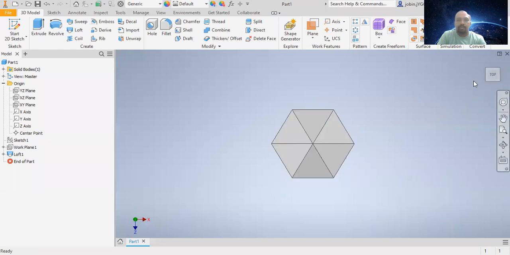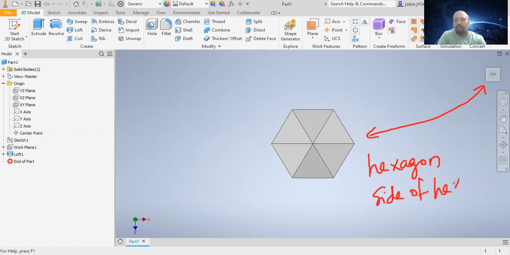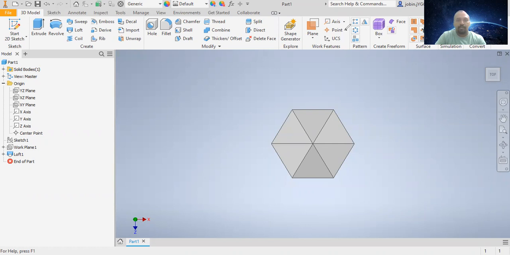Okay, so here you can see the top view. Top view will be a hexagon, and the side of the hexagon is given, that is 30 millimeter. So with this we can start. First we have to start the top view and front view.